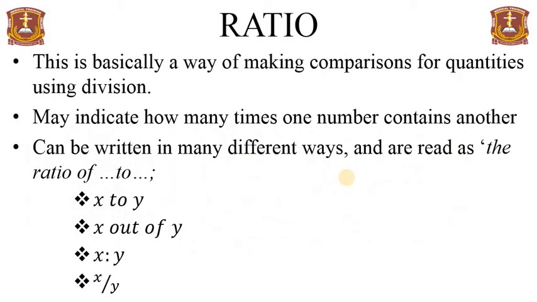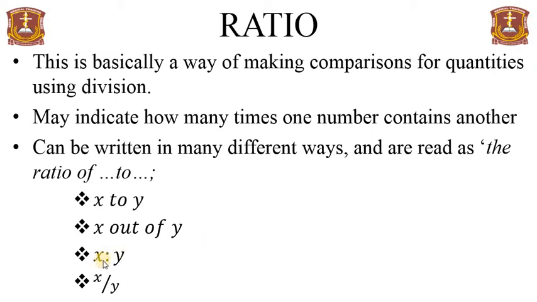What about ratio? This is basically a way of making comparisons for quantities using division. It also may indicate how many times one number contains another. So sometimes we're talking about comparison of quantities, and normally we have it written in many different ways and read as the ratio of this to that. So like for example, in what we have here, we have x to y. Sometimes you have x out of y.